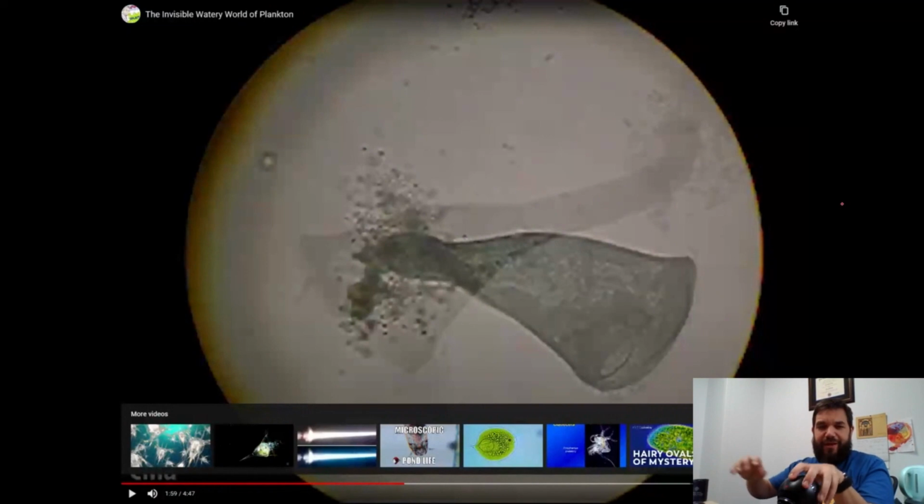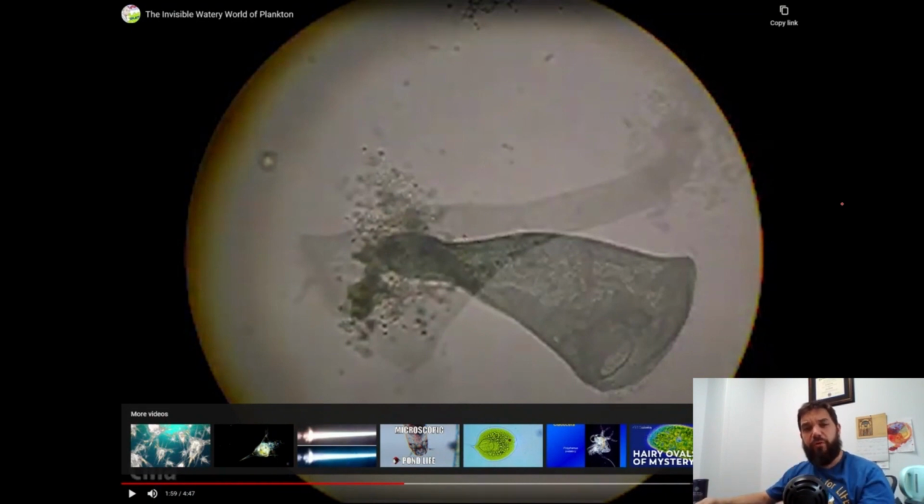So anyway, I just wanted to give you a flavor of what this looks like and what some of these different creatures look like. Some of them are animals, some of them are algae, some of them are protists. You'll learn more about this as we continue on in the class. We talk about marine life towards the end of the class. But I'm going to move on from here.